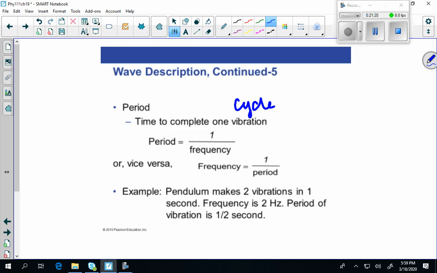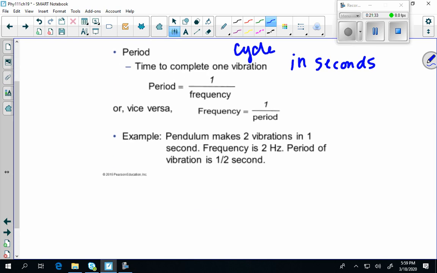So the period is the time it takes to complete one cycle, and usually that's given in seconds, fractions of a second a lot of times. And the frequency is cycles per second. So a pendulum that makes 2 vibrations in 1 second has a frequency of 2 hertz because it completes 2 cycles every second. The period is 1/2 a second because it takes 1/2 of a second for it to complete 1 whole cycle.